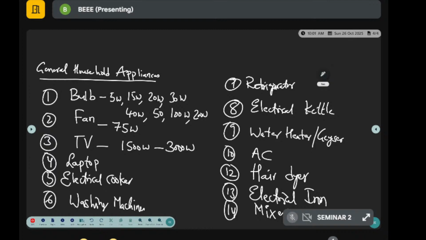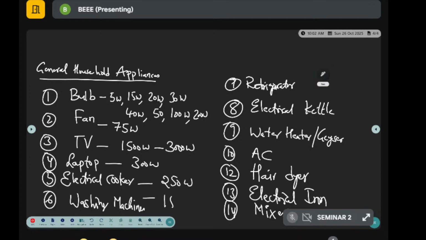Next one is laptop. Laptop is simple, maybe 300 watt. Electrical cooker is 250 watt, the range up to 350.